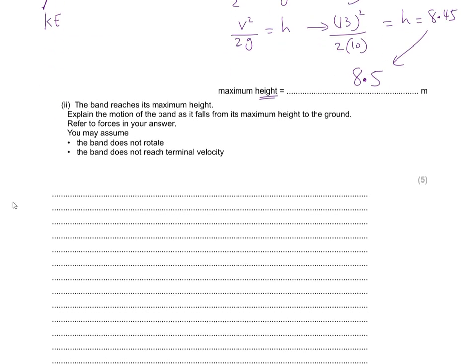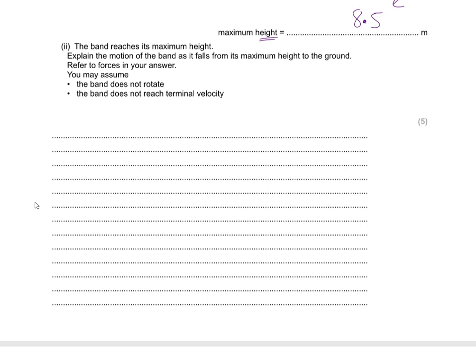Okay, now let's go down. Now here what we've done. So the band has reached the maximum height. Explain the motion as it falls from the height to the ground. So now it goes from the height to the ground, so it's going down. And refer to forces, forces, forces. How many times do I repeat forces? Forces, nothing to do with energy. So therefore we're going to ignore energy.